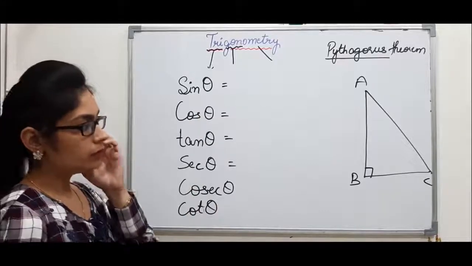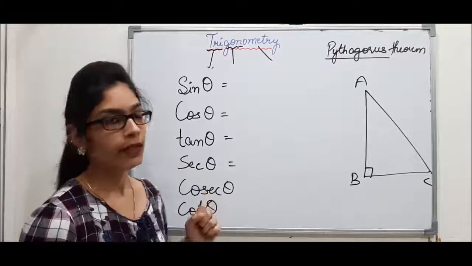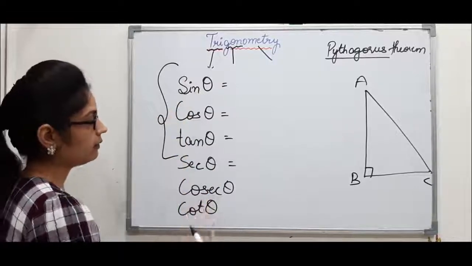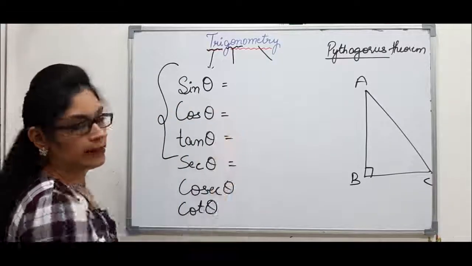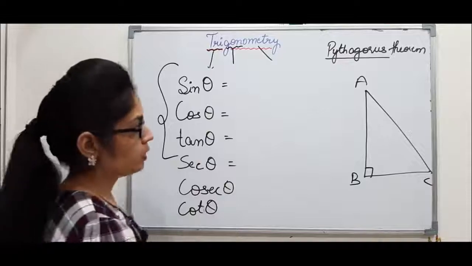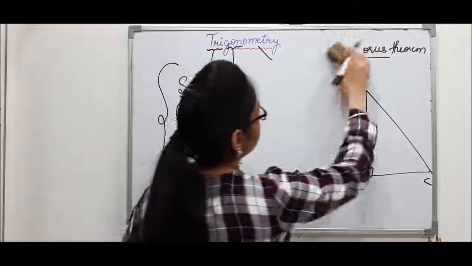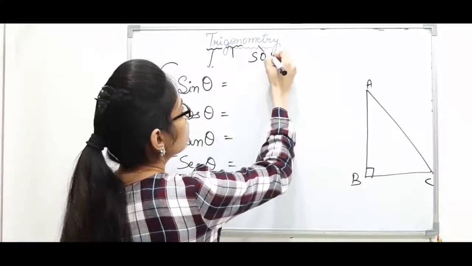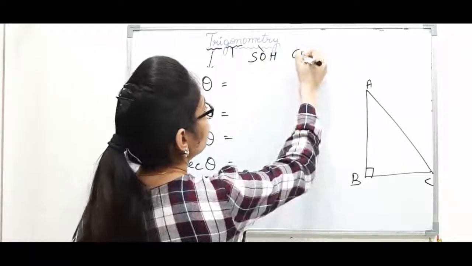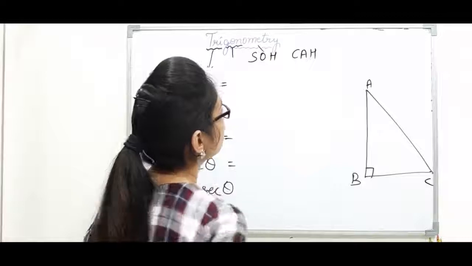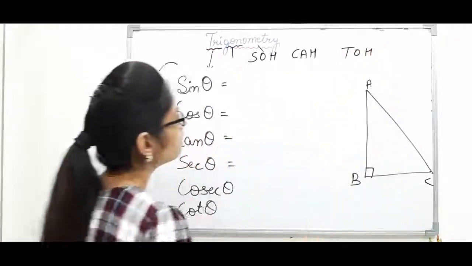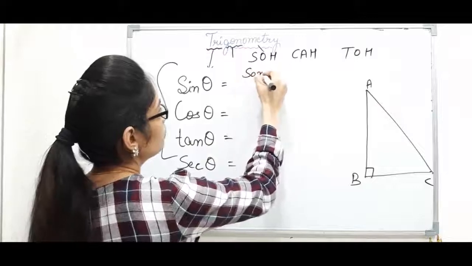So these are the six trigonometric ratios. Here I will give you one mnemonic. The first 3 you have to remember; the remaining 3 are just the reciprocals of the first 3. This mnemonic you can use now: SOH CAH TOA. So how to remember this? With the help of this mnemonic.